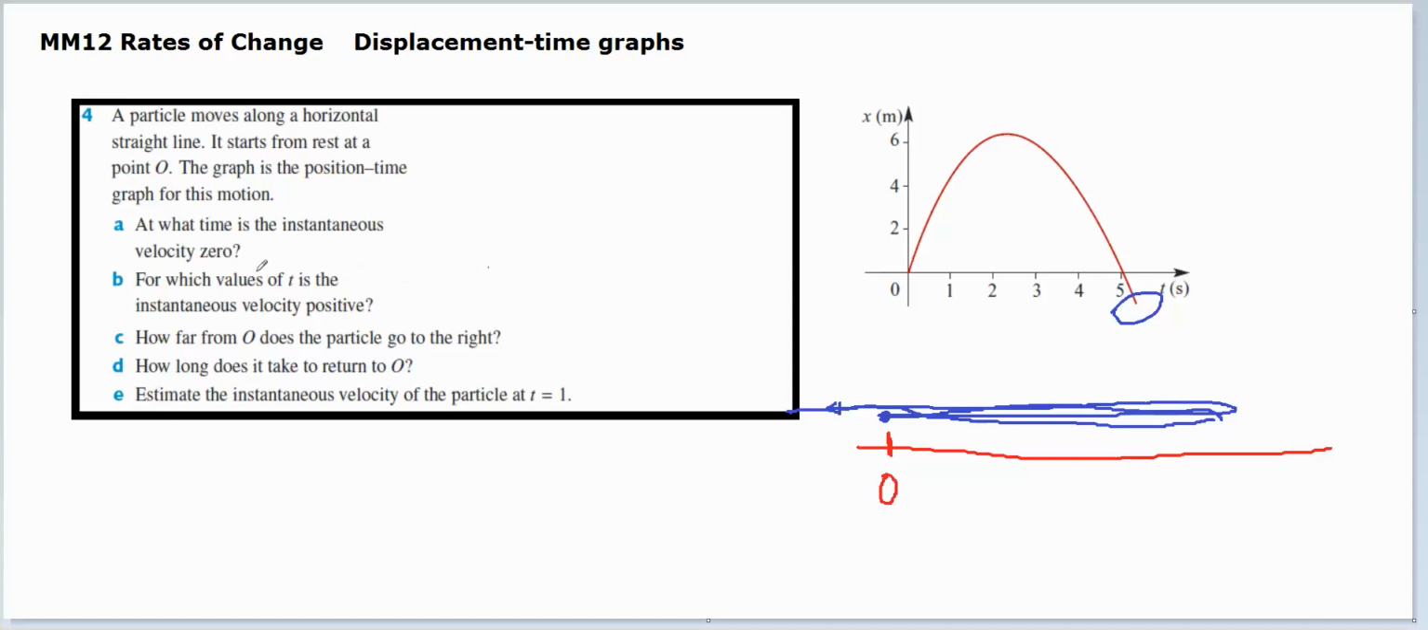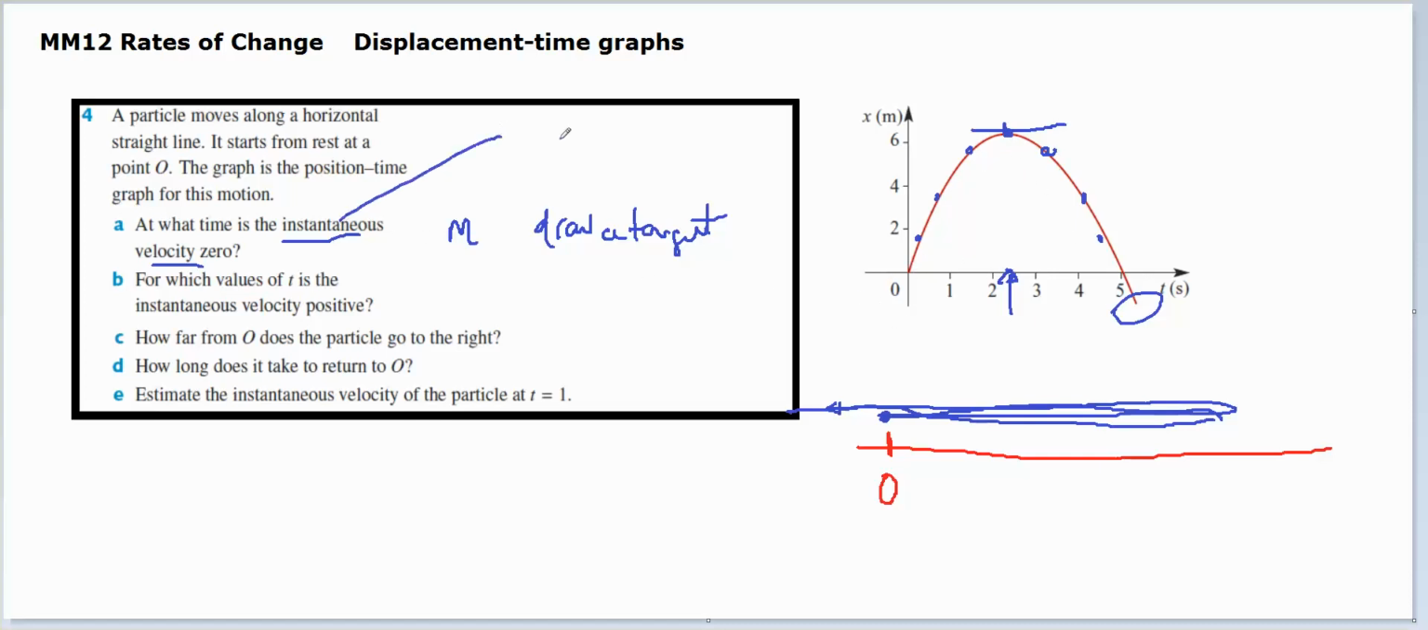So, instantaneous velocity is 0. Instantaneous velocity is the gradient at a particular point, and I can draw a tangent to work out what the gradient is. So I'm thinking my gradient is very steep and positive, very steep and positive, then less steep. That's where it's going to be 0, then negative, negative, negative. So my prediction would be maybe at 2.5, assuming that this looks like it's a parabola and perfectly symmetrical.